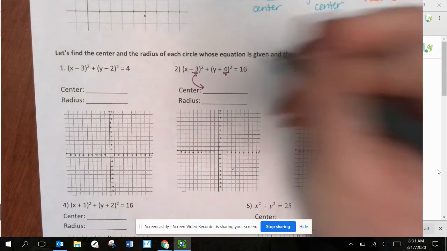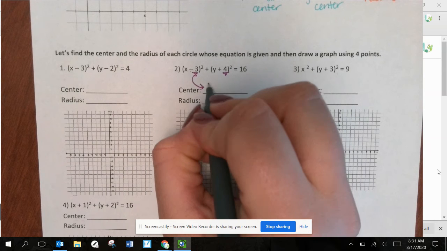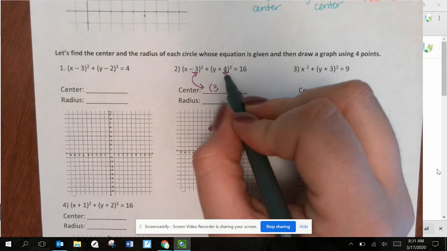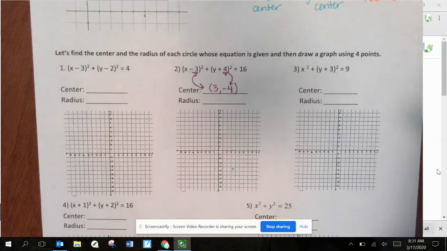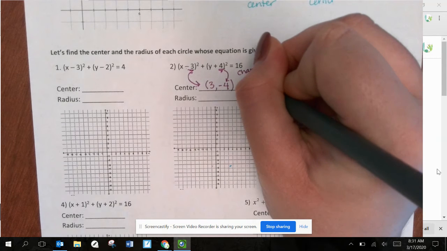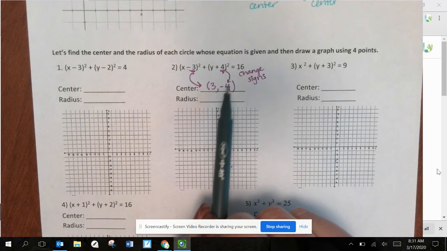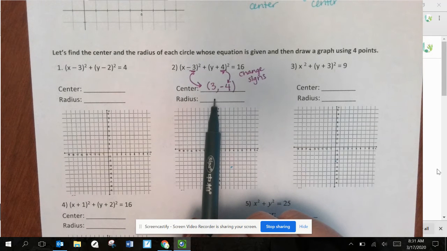Here's the crazy thing. When I'm finding the center of my circle, this negative 3 is going to change signs and become a positive 3. This positive 4 is going to change signs and it's going to become a negative 4. When you find the center, you're going to have to change the signs. So if it starts as a negative 3, it becomes a positive 3. If it starts as a positive 4, it becomes a negative 4. The signs change. Be careful. Number 1 mistake right there. Change the signs for the center of your circle.